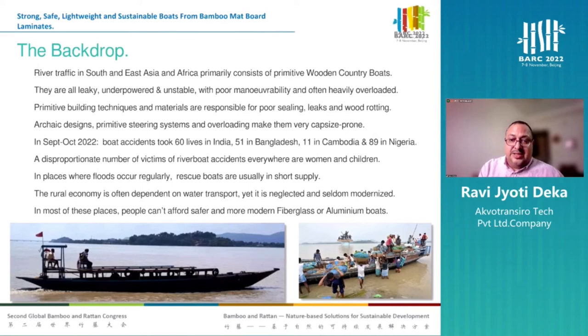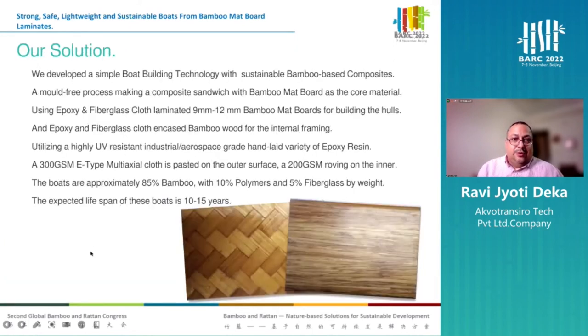And in most of these places, people cannot afford to buy fiberglass or aluminium boats. So our solution is that we wanted to develop a process which would use a sustainable and locally available strong material to build an affordable boat. We developed a very simple boat building technology with sustainable bamboo-based composites. It's a mold-free process, unlike fiberglass. We have been using bamboo mat board as a core material for building a composite, using epoxy and fiberglass cloth lamination on both sides.